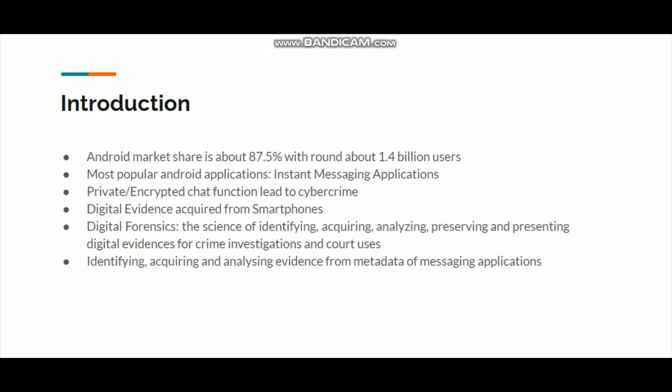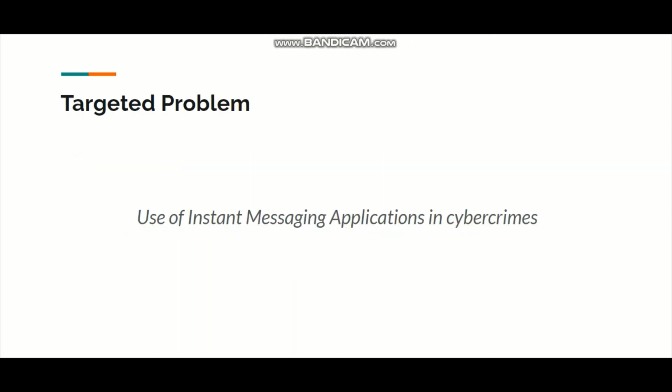So in this research, important evidence from the metadata of some popular instant messaging applications is identified, then the data is acquired and analyzed. The main purpose of this study is to provide a guide for mobile digital forensics investigation based on instant messaging applications. The problem this research targets is the use of instant messaging applications in cybercrimes like terrorism using digital devices. The encrypted functionality of these applications is useful but also has some disadvantages.